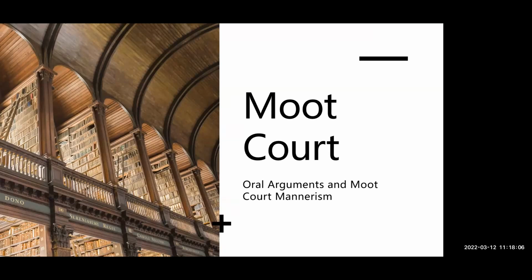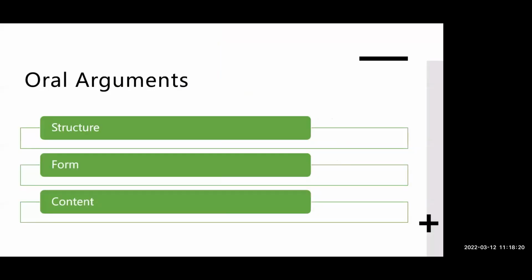Okay, so moot court, oral arguments, and moot court mannerism. This is something you will have to practice over a period of time, but even if you're doing it for the first time, you can do it really well. Oral arguments can be divided into three elements. One is the structure, the other is form, and the third is content. They all are equally important, and you cannot skip any one of them conveniently, because all of them carry weightage of marks.